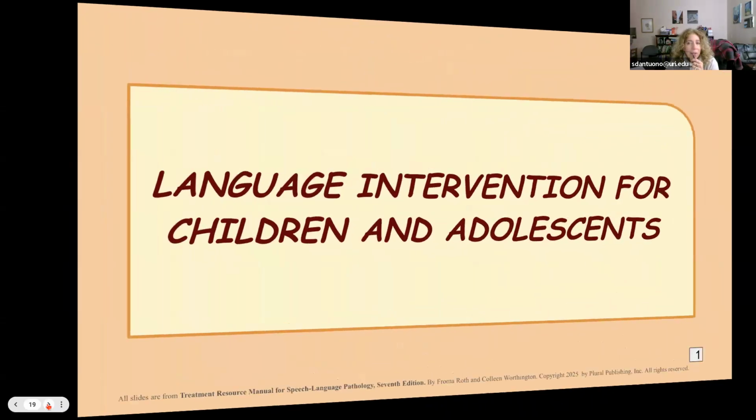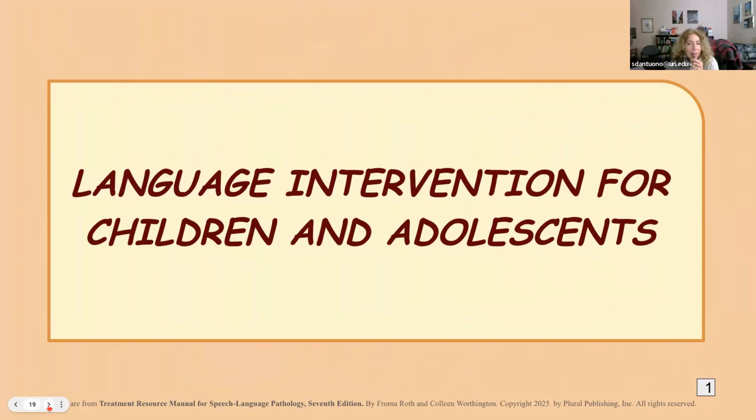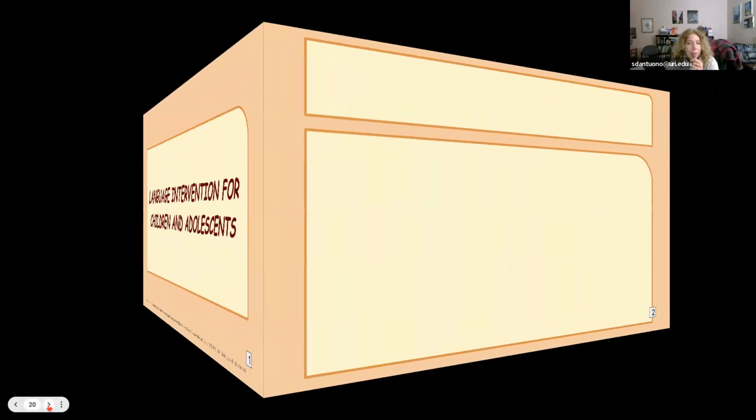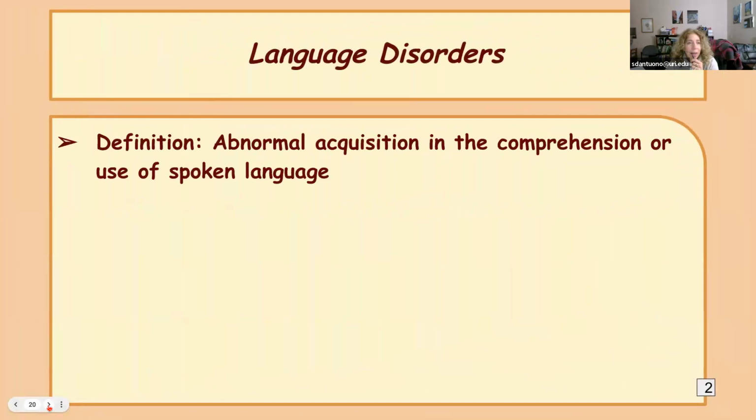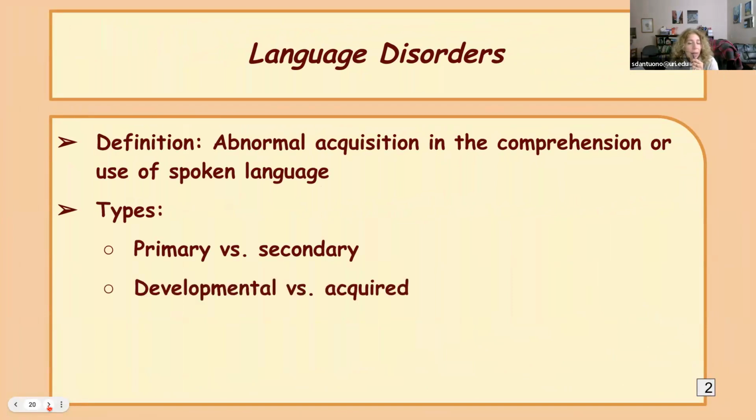So now we're on language intervention for children and adolescents. Language disorders: the definition is abnormal acquisition in the comprehension or use of spoken language. There's primary versus secondary. A primary language disability would be that they were born with it. Secondary would be that it was caused by something else. Developmental, again, born with versus acquired. And delayed versus atypical acquisition.